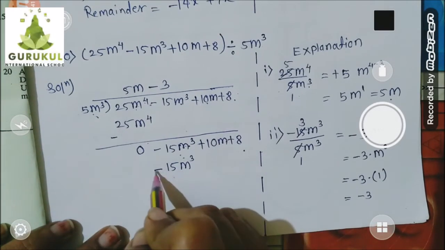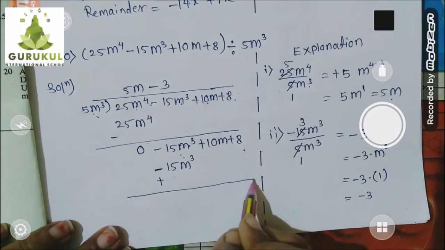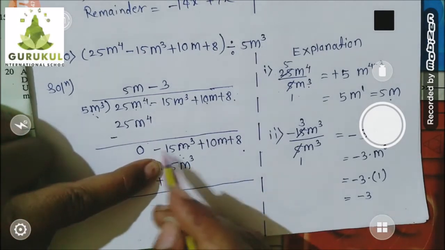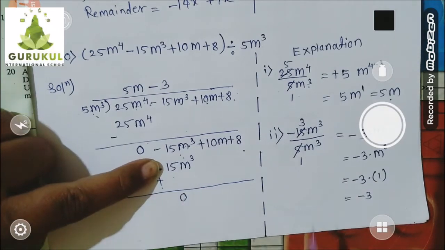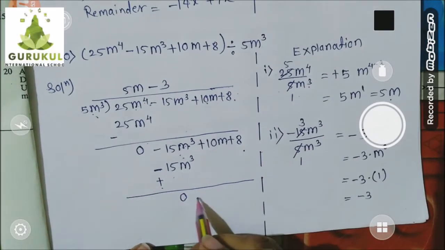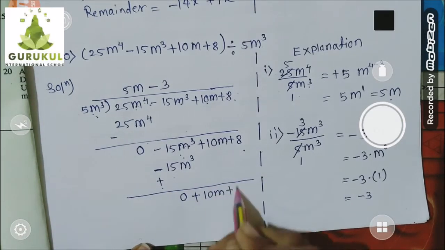Now the second term's sign is minus, so I will make it plus while subtracting. Forget the original sign. Minus 15 m cube plus 15 m cube, the answer is 0. Okay, now write the remaining part. So what remains? Plus 10m plus 8.